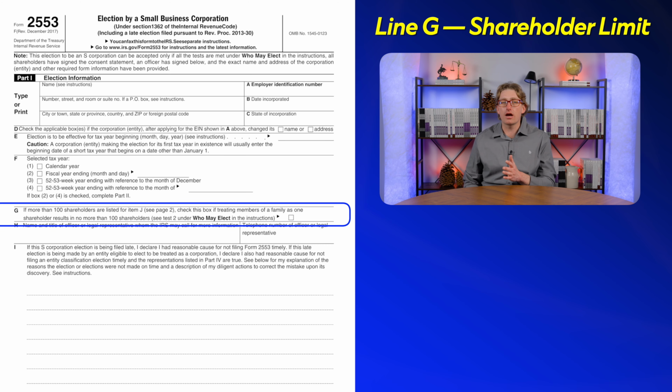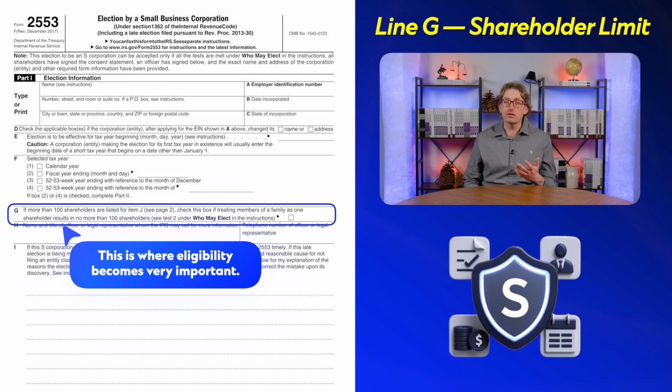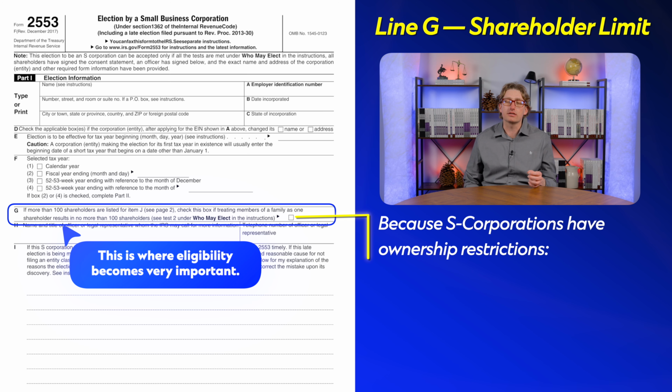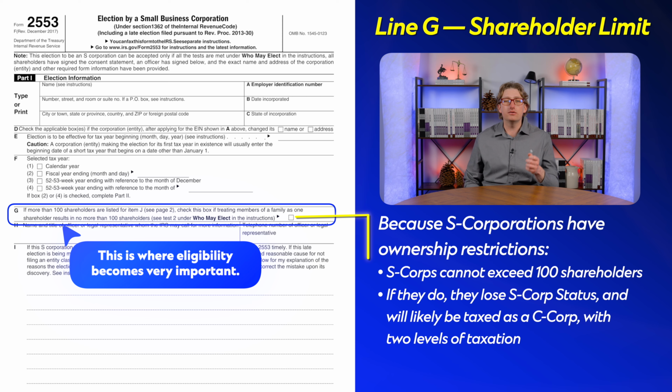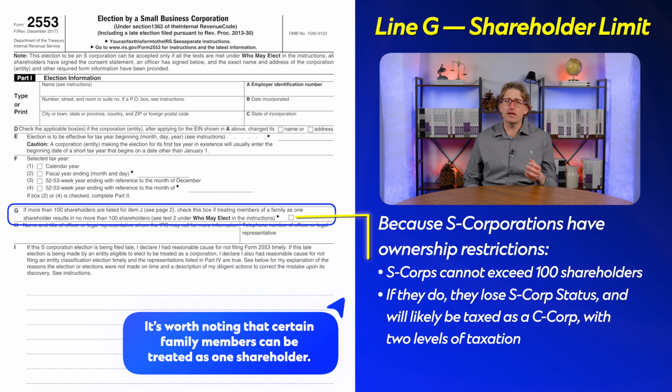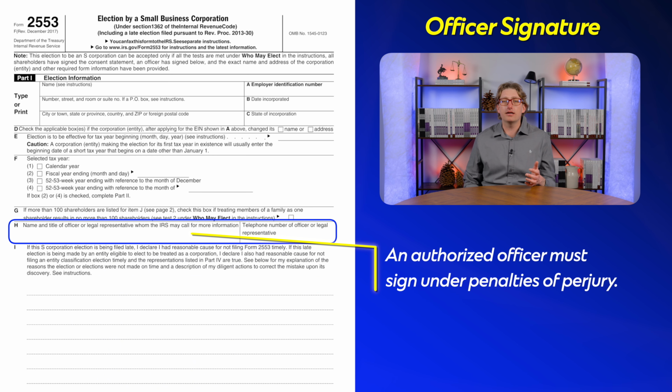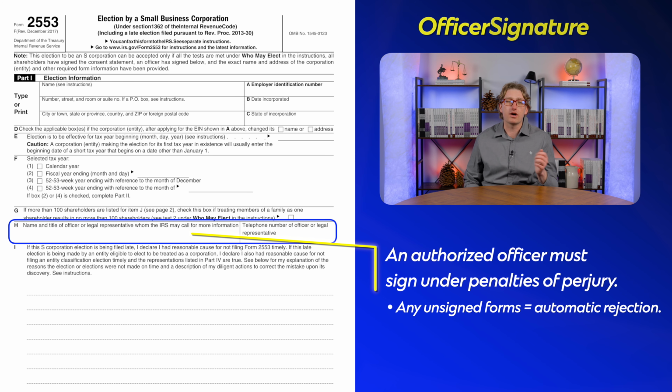Line G is the shareholder limit. This is where eligibility becomes very important, because S corporations have ownership restrictions. S corps cannot exceed 100 shareholders. If they do, they lose S-corp tax status and will likely be taxed as a C-corp instead, with 2 levels of taxation. It's worth noting here that certain family members can be treated as one shareholder. The last thing is the officer signature. This is an authorized officer of the S-corp who must sign here under penalty of perjury. And if there's any unsigned form, it's an automatic rejection by the IRS.